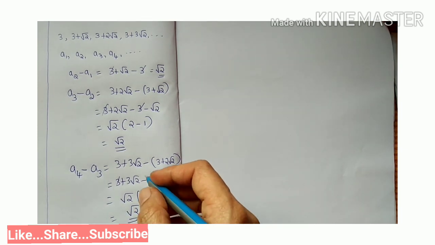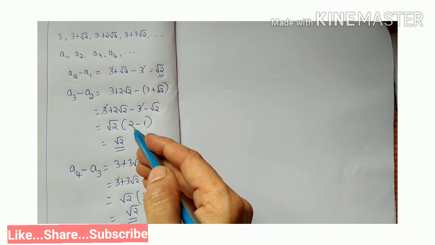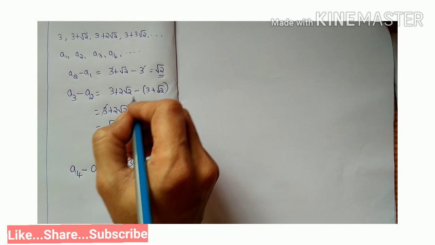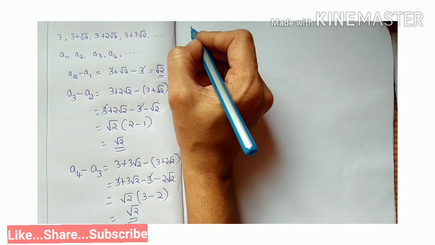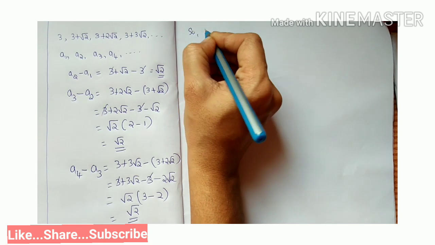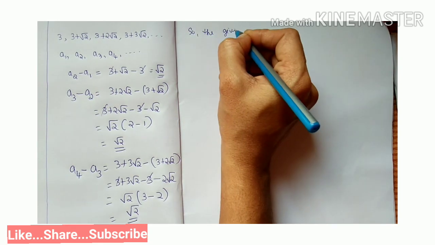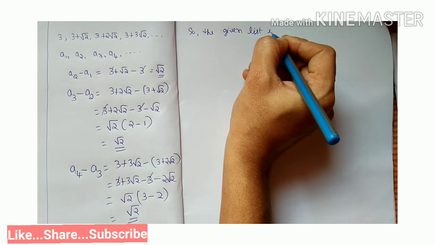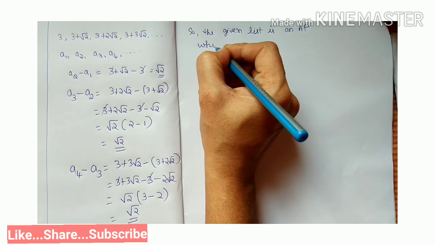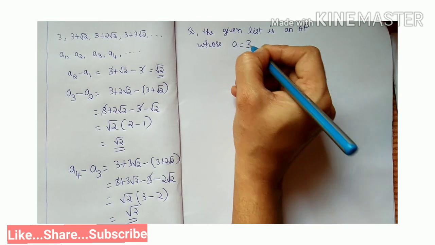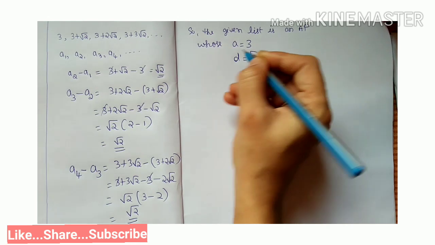In each case the common difference is the same. Therefore the given list is an AP. So the given list is an AP whose first term is 3 and common difference is root 2.